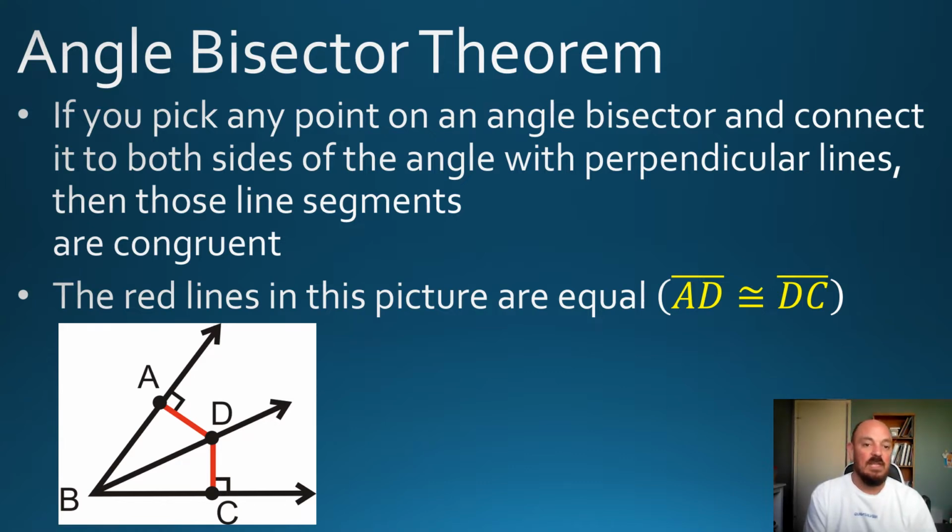So this time we have ray BD, that's the one going down the middle there, and that's bisecting angle ABC. So I chose a point on the bisector, D, and actually, you know what I should have done in this picture? Just so we know it's an angle bisector, I should have marked these angles congruent. So let's do that. So now that we know it's an angle bisector, I picked that point D on it, I connected it to the two sides of the angle using perpendicular lines. That's those red lines right there. Now what our theorem says is when you do that, those two line segments will always be congruent. So line segment AD is congruent to line segment DC.